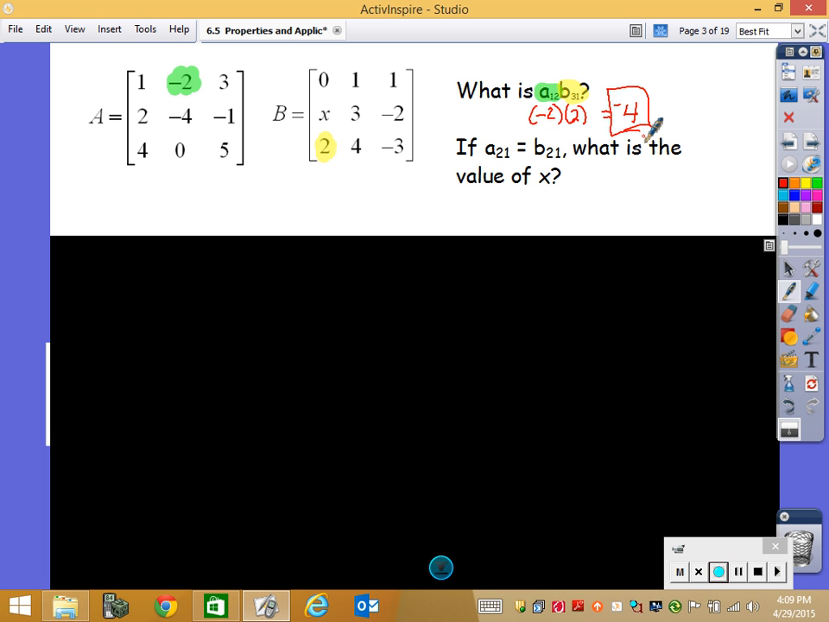This time it says if A21 equals B21, what is the value of x? Matrix A, row 2, column 1. Row 2, column 1 equals matrix B, row 2, column 1. X would equal 2.